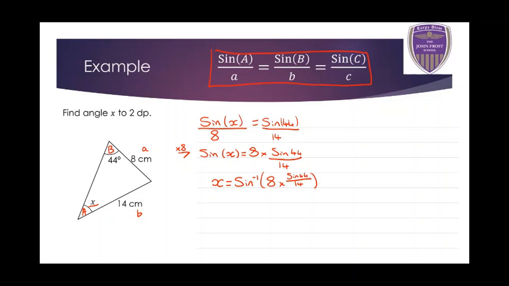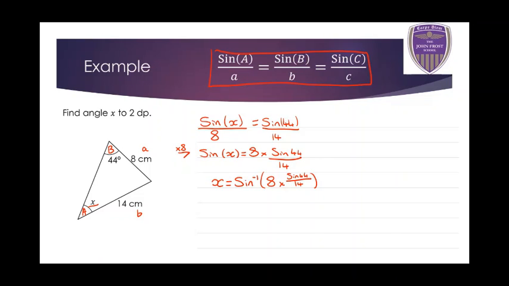Now, some of you might be wondering, why haven't I solved 8 times sine 44 over 14? Well, the reason is, when we deal with trigonometric functions, if you are out by even a hundredth or a thousandth of a decimal, you will not get the right answer. As long as you type in inverse sine of 8 times sine 44 over 14, you are guaranteed to get the right answer. But if you find the answer to 8 times sine 44 over 14 and then round that number to even 4 or 5 decimal places, there's a chance you may get the question wrong.